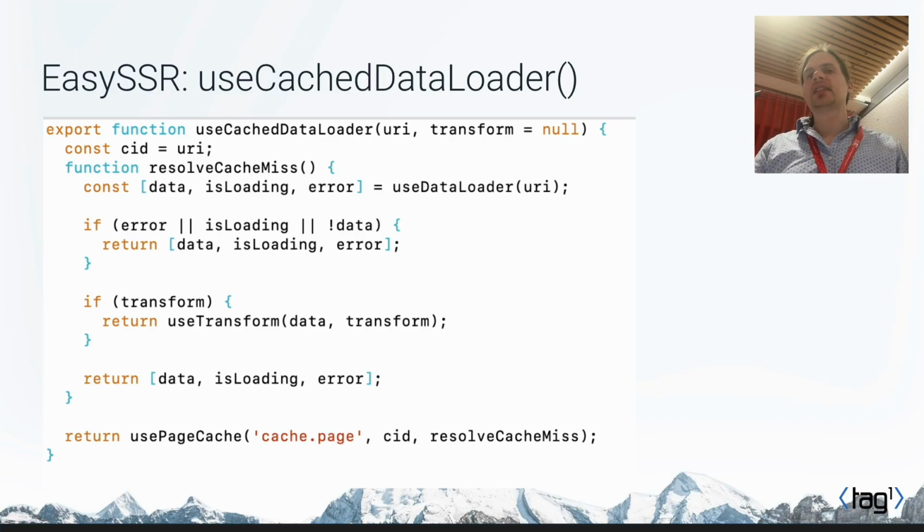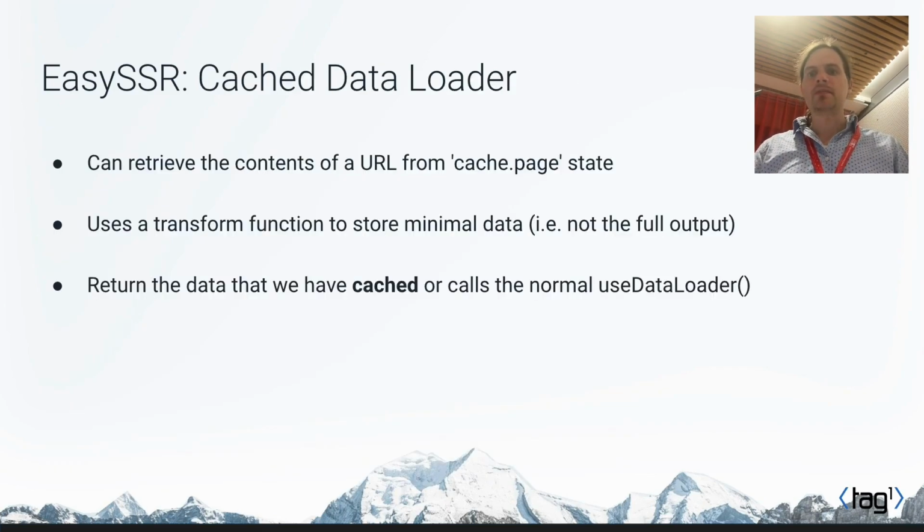To be fair, Next, etc. also allows this, because what you usually do in getStaticProps is you also reduce it to the bare minimum so that this works. So with the cache data loader, what we can now do is retrieve the contents of a URL from the cache page state. Now we use the transform function to store this minimal data, and then we can return the data that we have cached, or if we don't have it, we just call the normal use data loader.